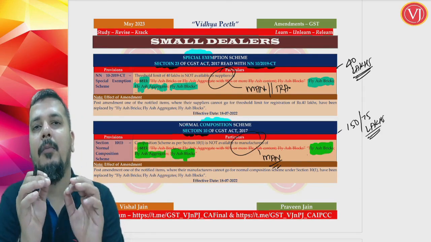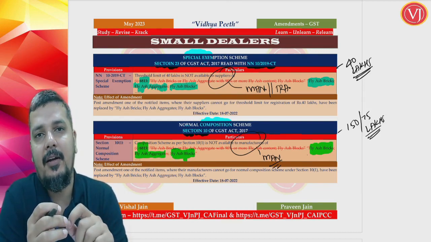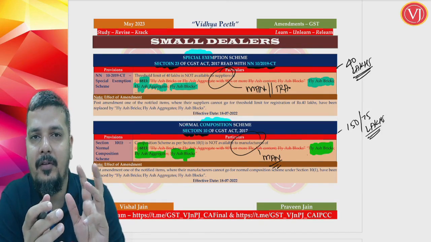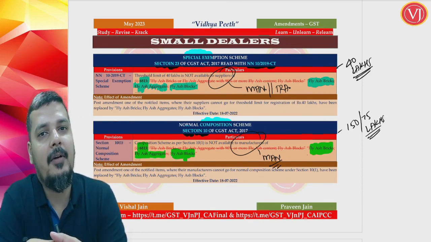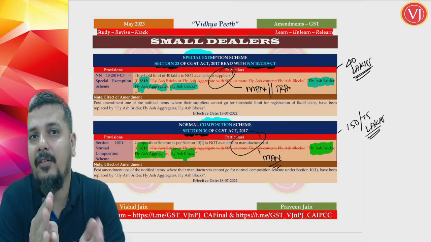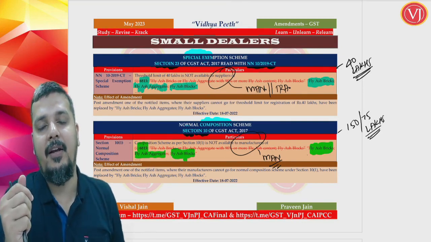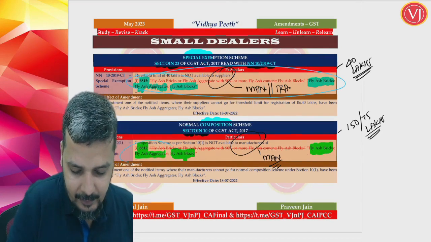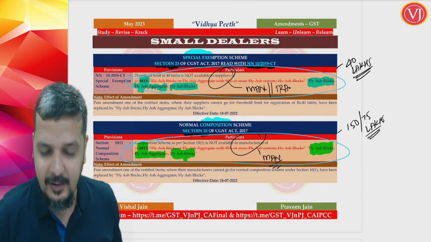Right, so put in simple terms, one of the notified building materials which was there under your special exemption scheme, 40 lakhs, if at all you are supplying them, you cannot go for 40 lakhs. And under the normal composition scheme, where you are talking about section 10, if you are manufacturing it, not supplying, if you are manufacturing it, you cannot go for the normal composition scheme, 150 lakhs, 75 lakhs. That particular item has been replaced with more clear wordings of HSN 6815. That is heading 6815.